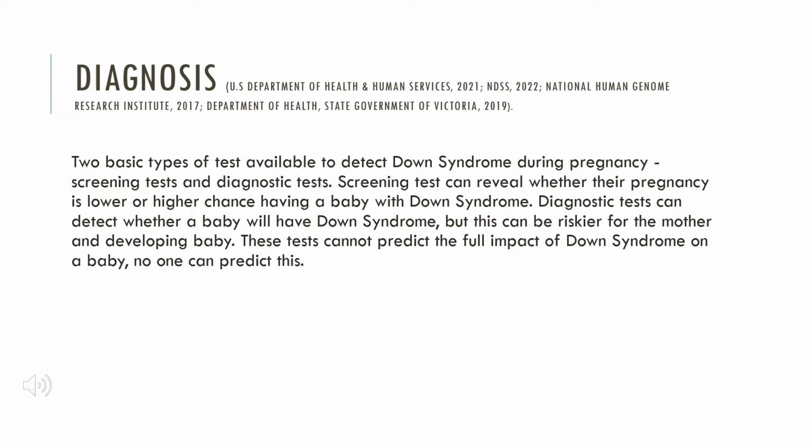Diagnosis. There are 2 basic types of tests available to detect Down syndrome during pregnancy: screening tests and diagnostic tests. Screening tests can reveal whether the pregnancy has a lower or higher chance of having a baby with Down syndrome. Diagnostic tests can detect whether a baby will have Down syndrome, but this can be risky for the mother and developing baby. These tests cannot predict the full impact of Down syndrome on a baby. No one can predict this.